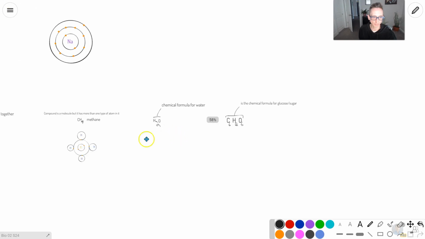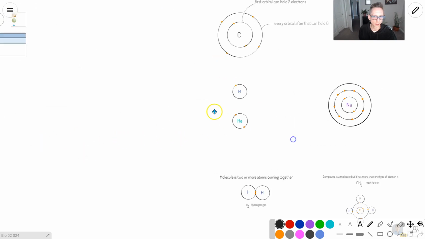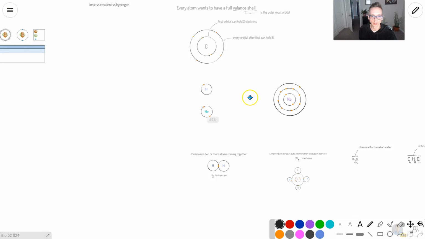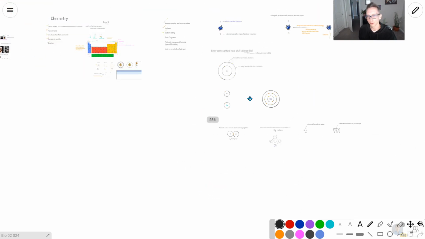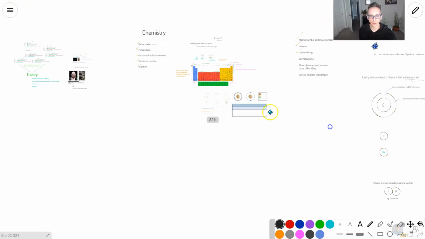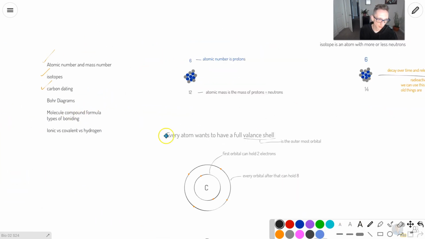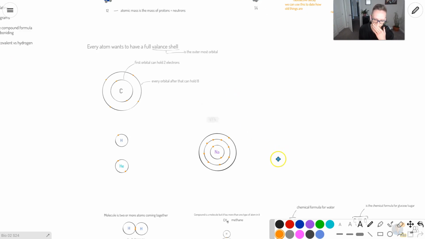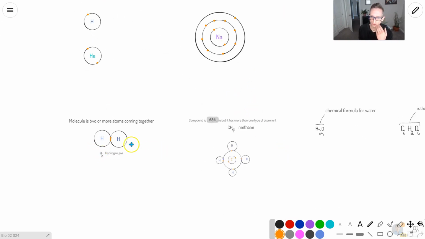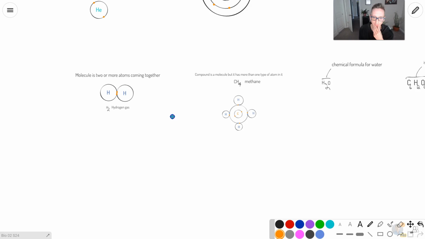Very beautiful. All right, we talked about Bohr diagrams. Any atom up to calcium you can do this for. We talked about molecule, compound, formula, types of bonding, and now we need to talk about these different types of bonding. All right, ionic versus covalent versus hydrogen. Well, the good news is we've already talked about covalent bonding.